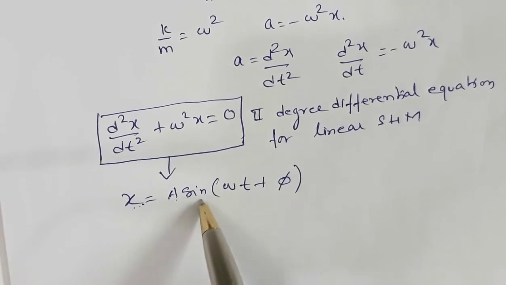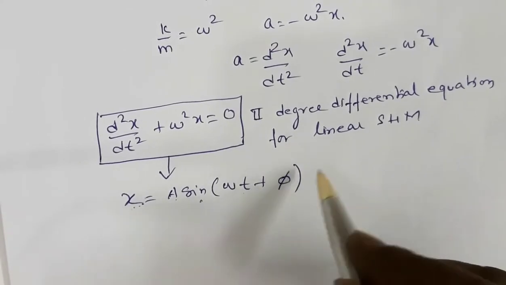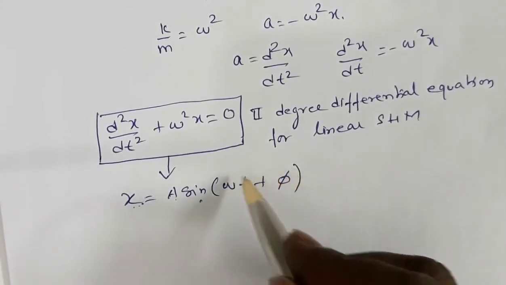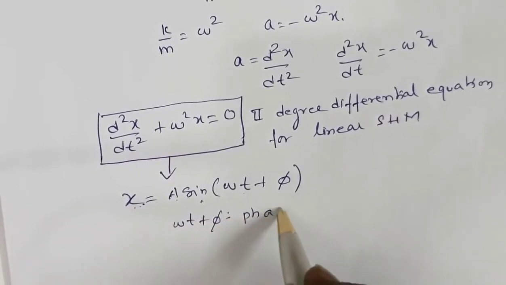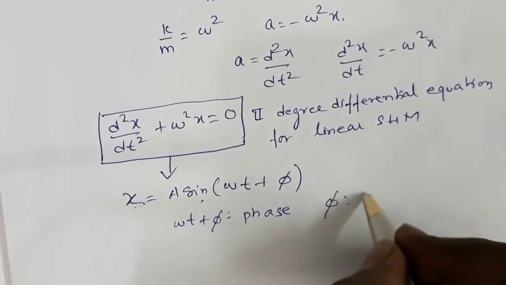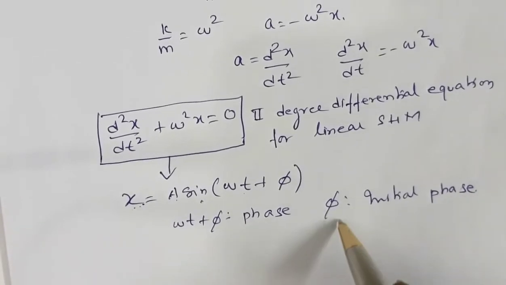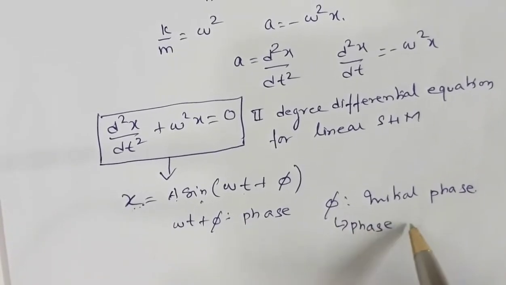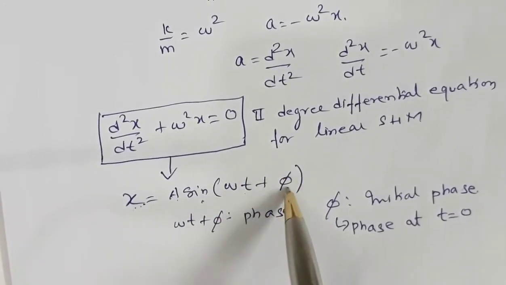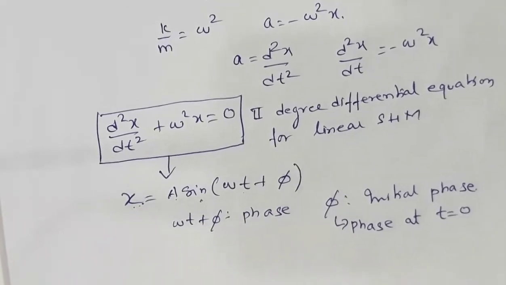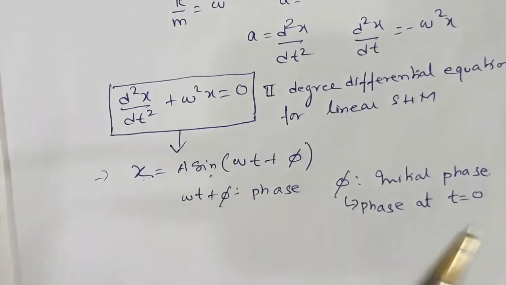Instead of sine you can write cosine also, because both sine and cosine are periodic functions. This omega t plus phi is called the phase, and phi is called the initial phase, that is, the phase at t equal to 0. In this expression, if you substitute t equal to 0, what is left is phi. So that is the initial phase. This is the general solution representing the displacement of the particle undergoing SHM.